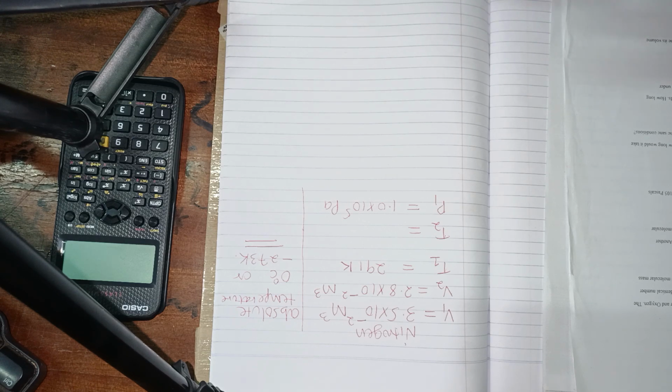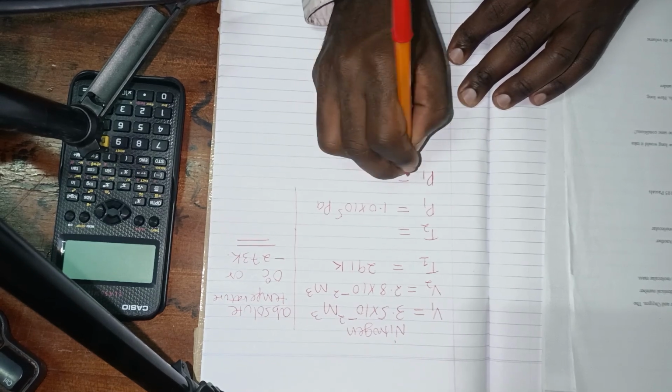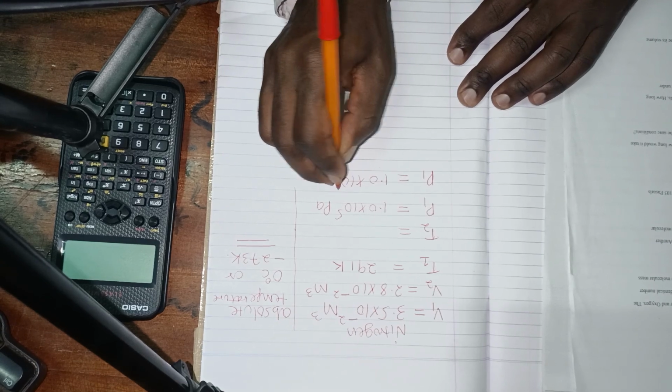And he said 1 atmosphere, for example, is equivalent to 760 millimeters of mercury, or 76 centimeters of mercury, or equivalent to 1.01325 times 10 raised to 5 pascals. So then I have to capture the other pressure, which remains constant, 1.0 times 10 raised to 5 pascals.